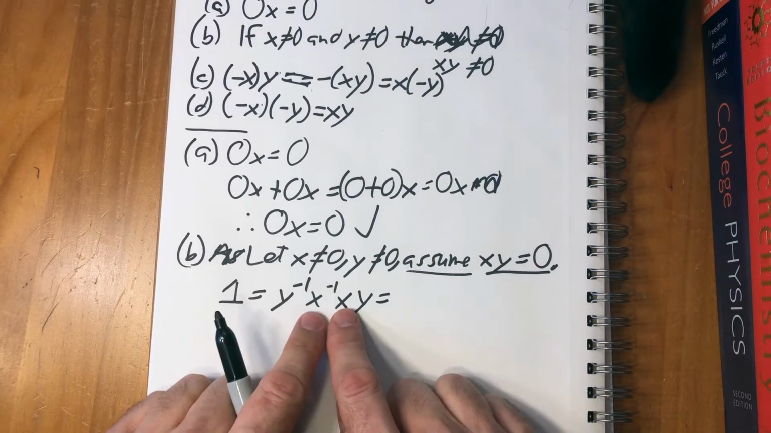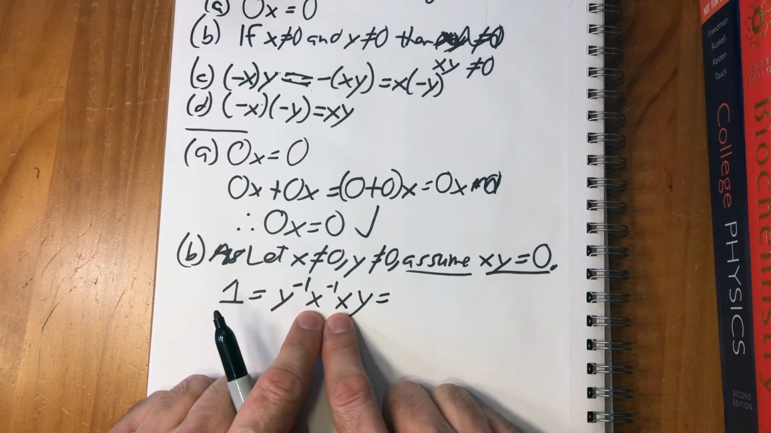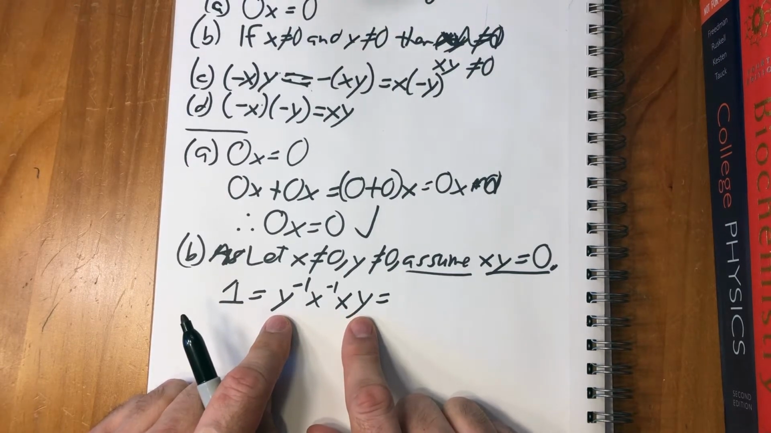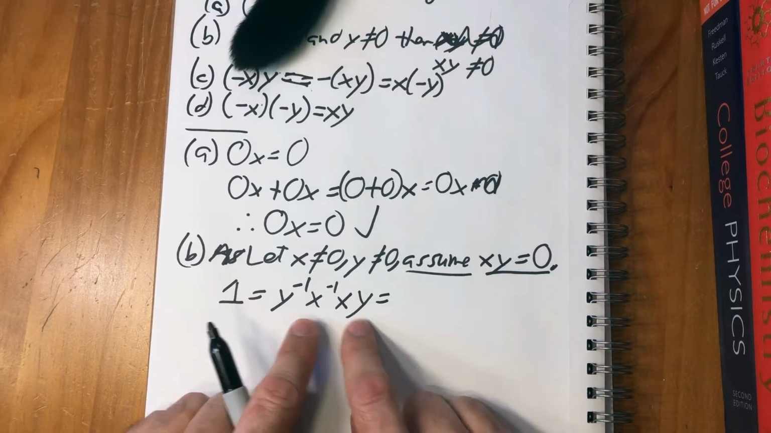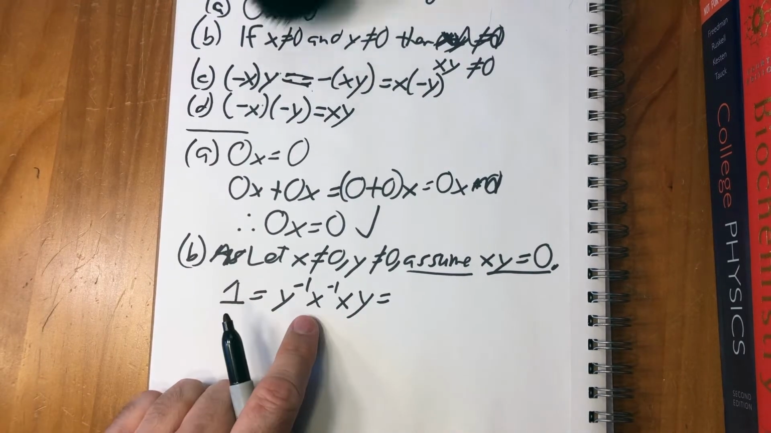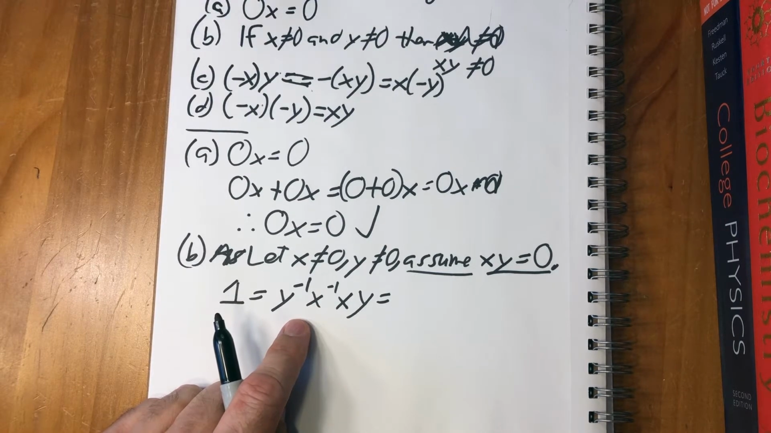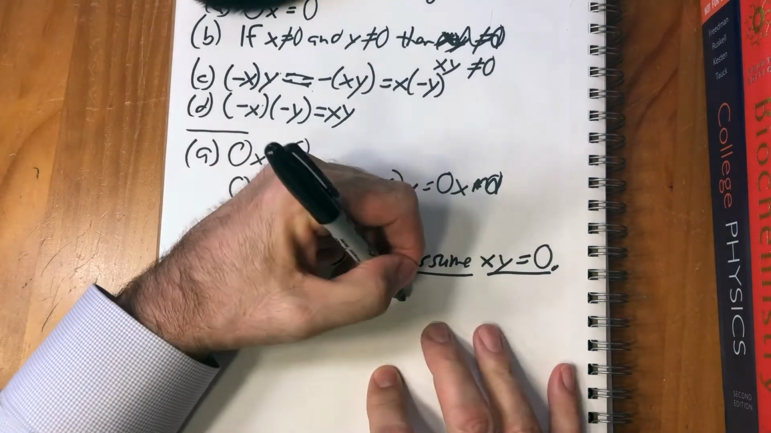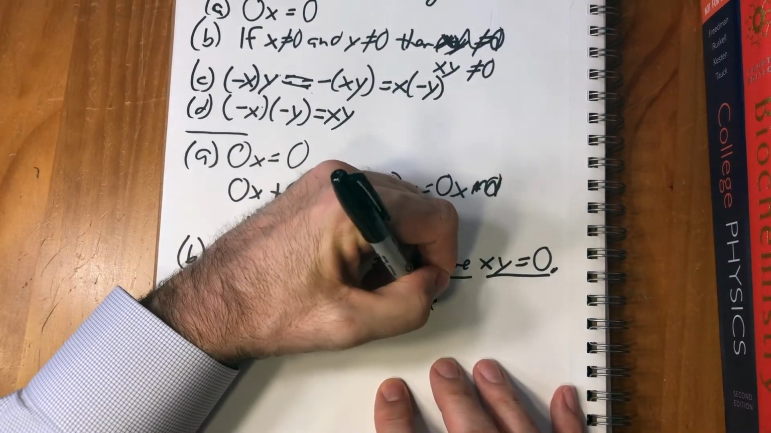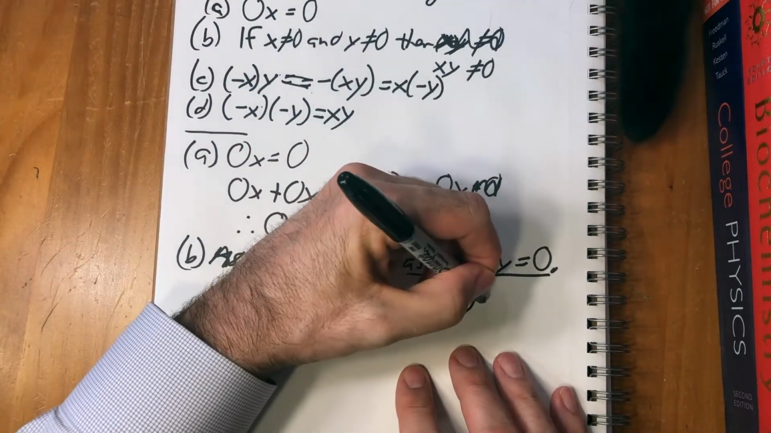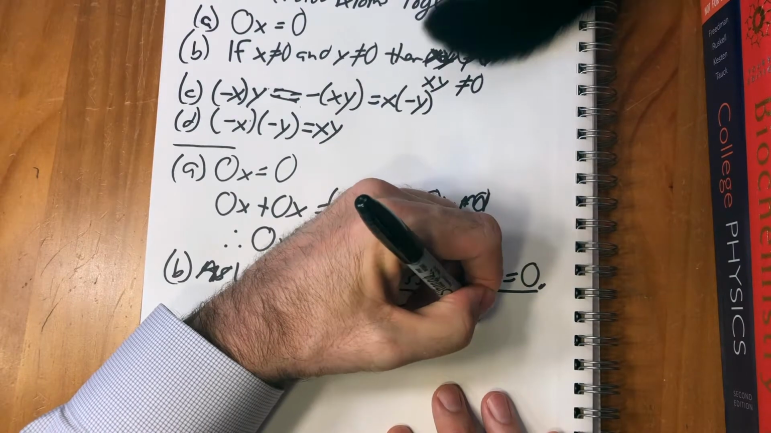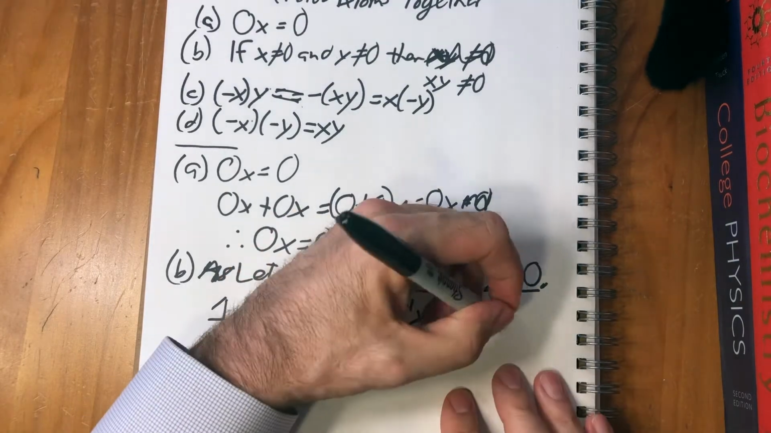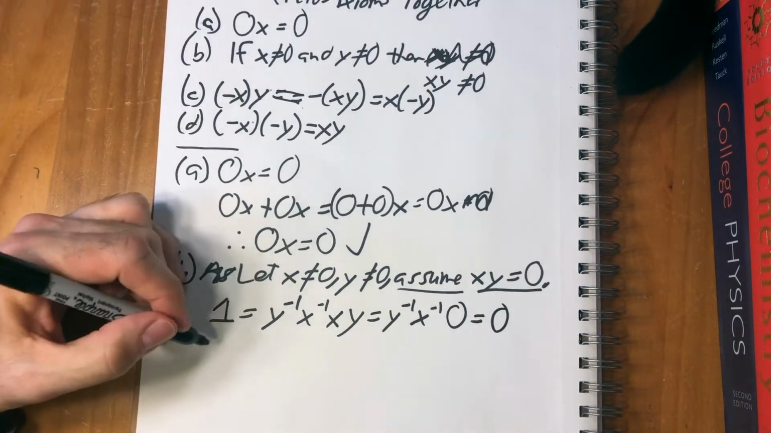So what this means is that x to the minus 1 times x is 1, right? And then y to the minus 1 times y is also 1. So all together this is 1 times 1 equals 1. So given that, we started by assuming that xy equals 0, therefore y to the minus 1, x to the minus 1 times 0. And we just showed that if we have 0 times x, that equals 0. Here we have 0 times something, so this must be 0. But that means that 1 equals 0. That's a contradiction.